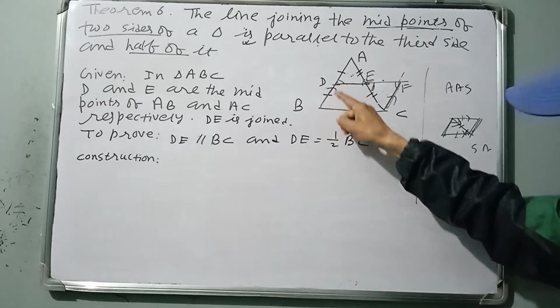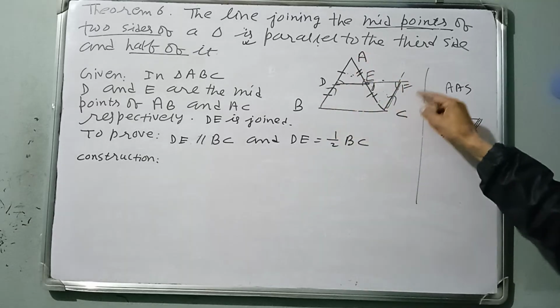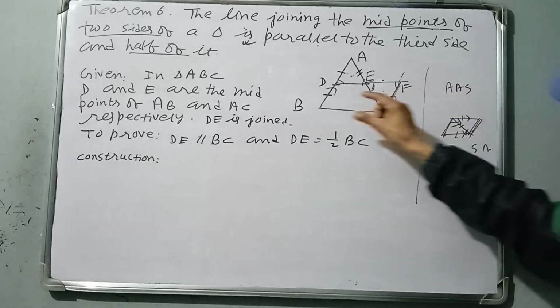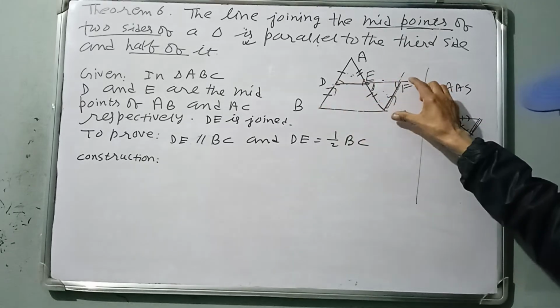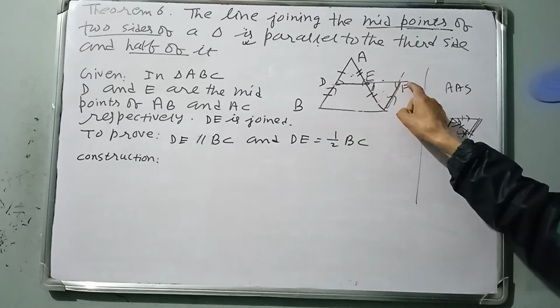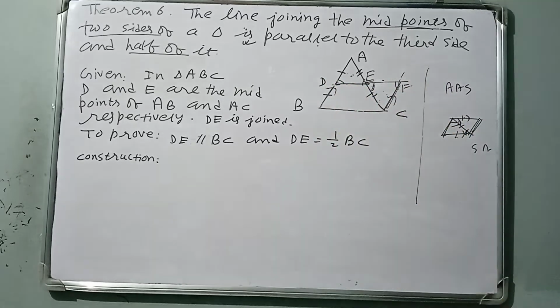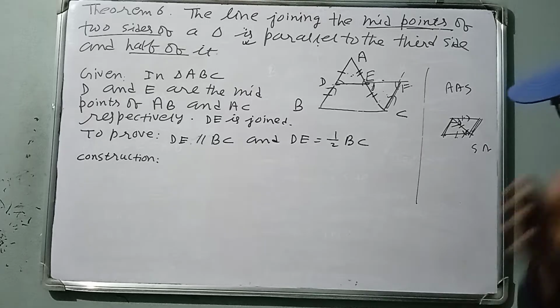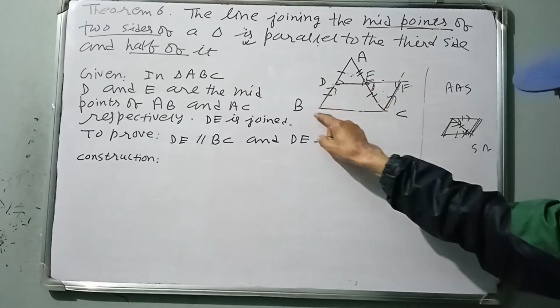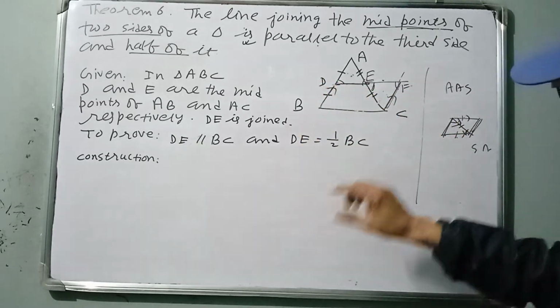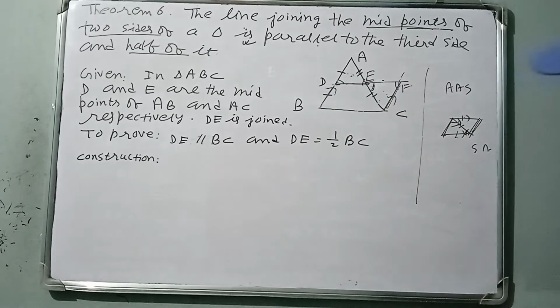AD equal BD already given, but AD is equal to CF. Means BD and CF are equal and opposite. BD and CF are equal and opposite means DF and BC are also equal and opposite. Then parallel, BCFD is a parallelogram. Parallelogram को opposite side के हुन्छ, equal हुन्छ.